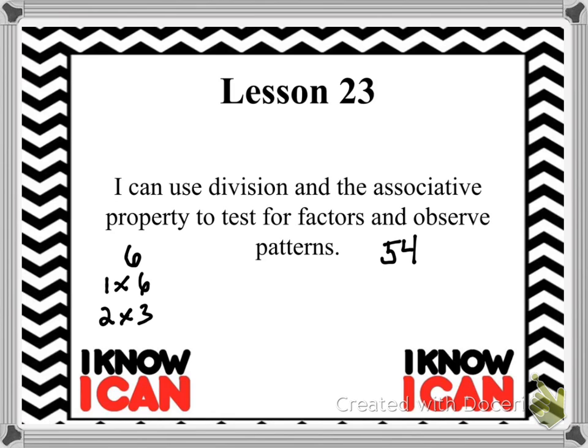But what happens is that we only know our multiplication facts up to a certain point. And sometimes these factors get higher, and we can't rely on our multiplication facts to help us. Lots of times we're going to have to use division to find those missing factors. And we're going to be using the associative property to help test for those factors and find them. So let's get started.